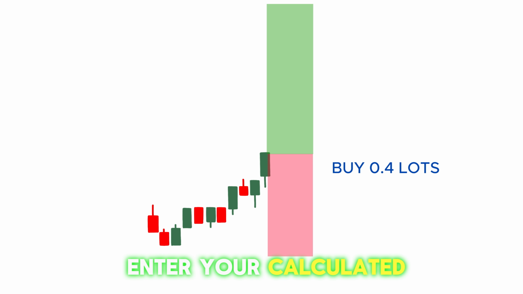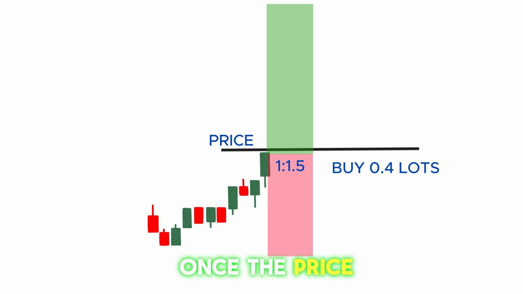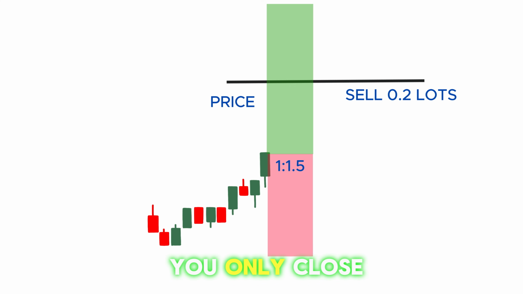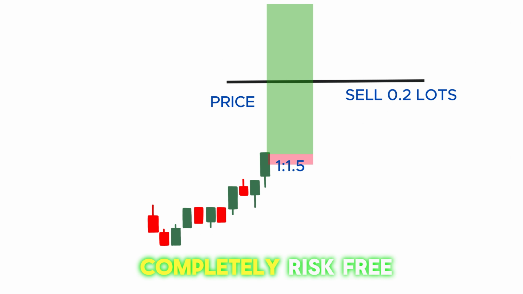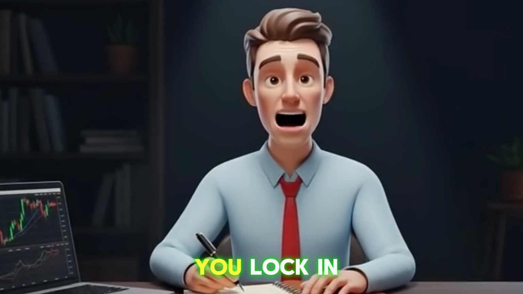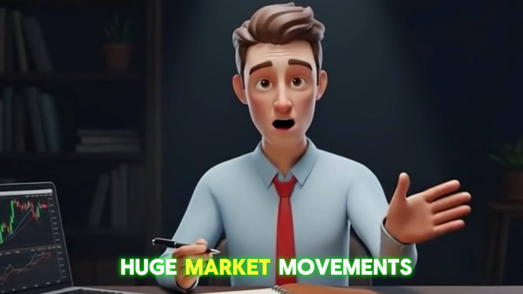You enter your calculated lot size, let's say 0.4 lots. You place your take-profit at 1.5 times your stop loss. Once the price hits that first target, instead of closing the whole trade, you only close half of your position. Then you move your stop loss to break even. Now you let the remaining half of your position run completely risk-free until the trend reverses. This method ensures you lock in guaranteed profits while still capturing huge market movements.